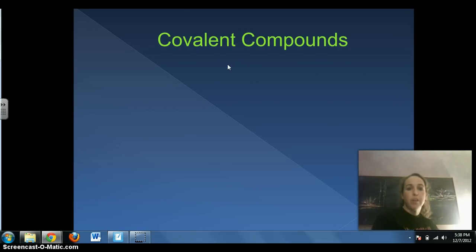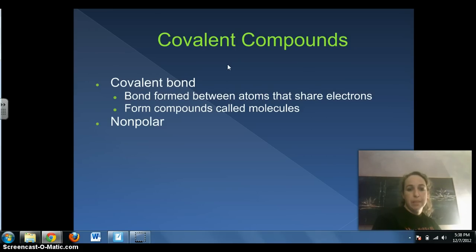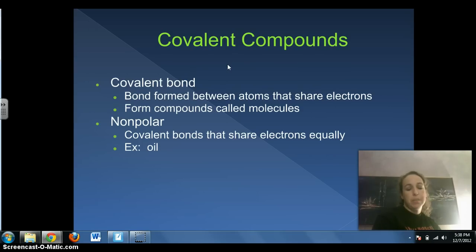Covalent compounds are also making atoms stable, but they're doing so by sharing electrons instead of transferring electrons. So they're sharing electrons. They form compounds that are also called molecules. So if you see the word molecule, that's referring to a compound that has been formed with a covalent bond. And there's a couple different ways we classify them. One is nonpolar, and that's when the electrons are shared equally. And then, for example, oil or butter or anything that doesn't dissolve in water is nonpolar.